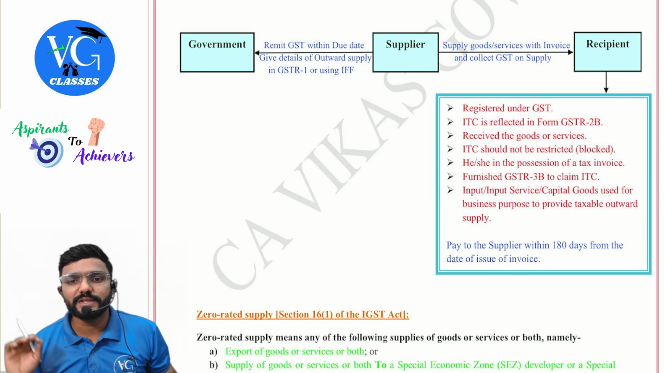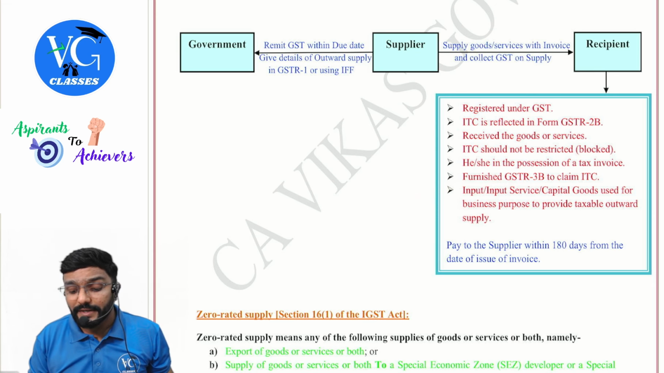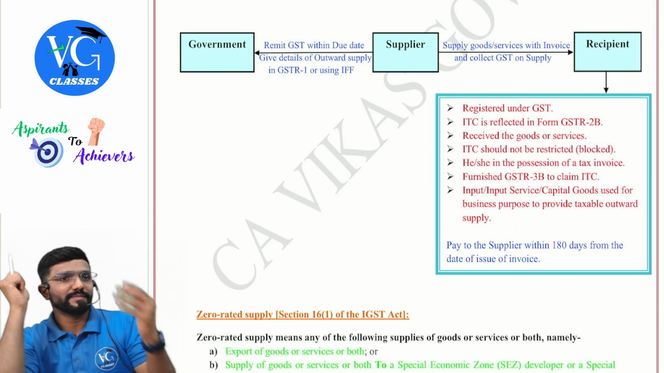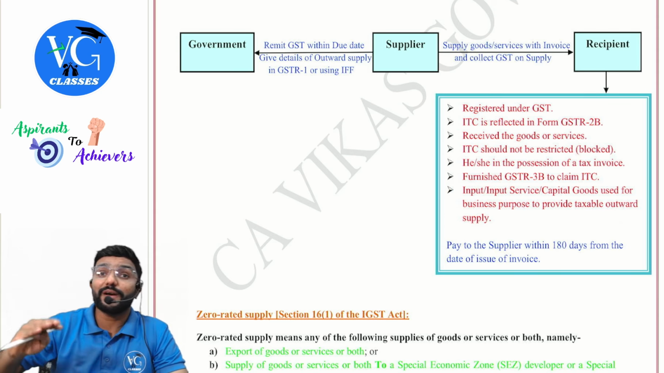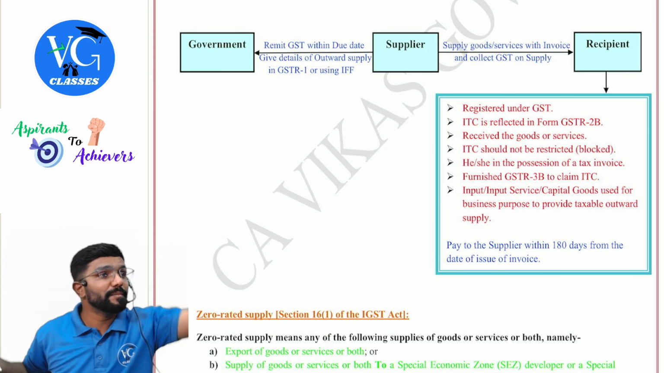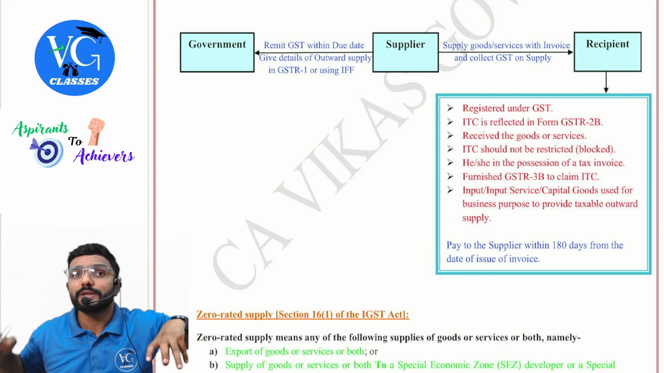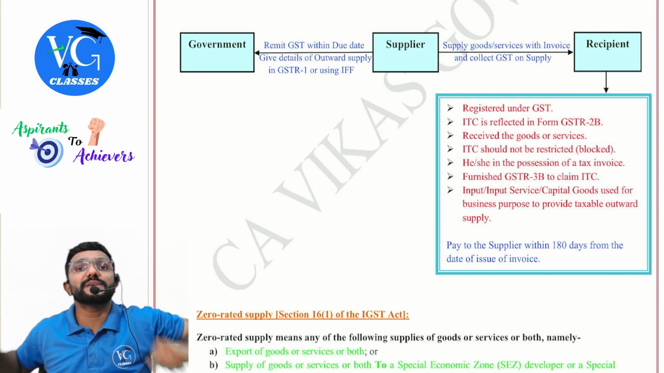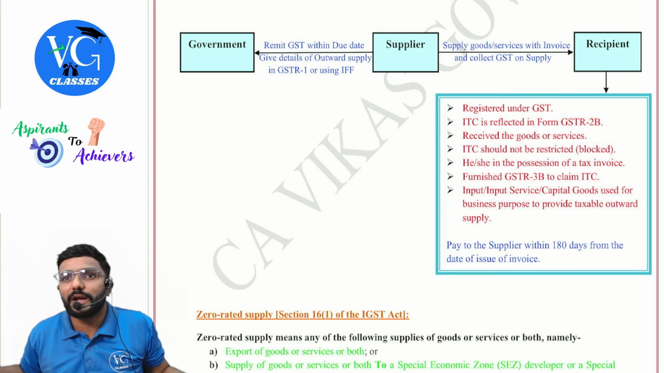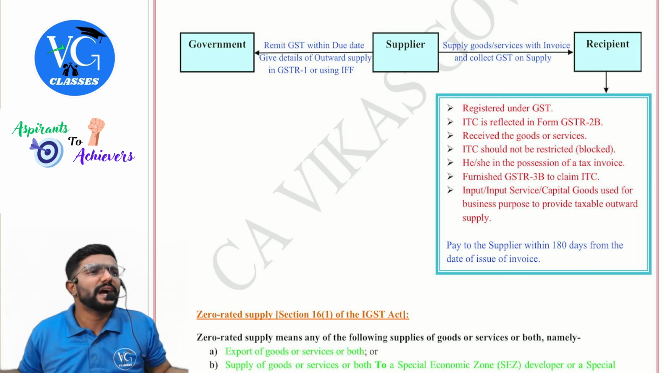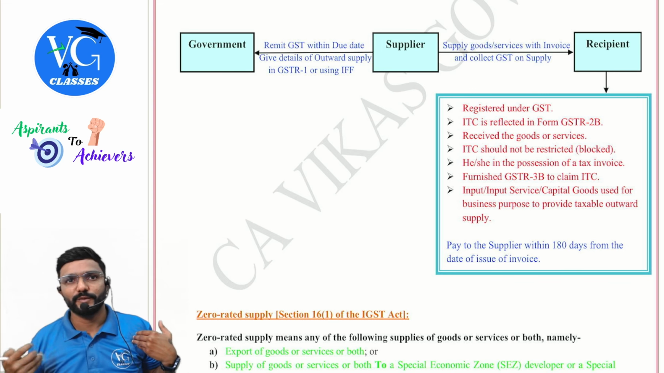Then the input service or capital goods, whatever he has purchased, should be used for business purposes to provide taxable outward supply. Sir, what if it is used for personal purpose? No credit. Sir, what if it is used to provide exempt outward supply? I am purchasing raw material. I have paid 100 rupees GST on it. I am using it to produce my output, which is exempt under GST. Can I claim the credit? No. When my output tax is zero or when I am not liable to pay output tax, I will claim ITC against what? There is no output tax. I am not eligible. So please be careful.